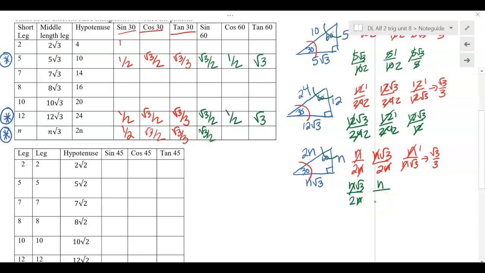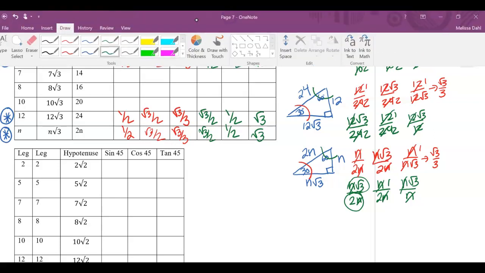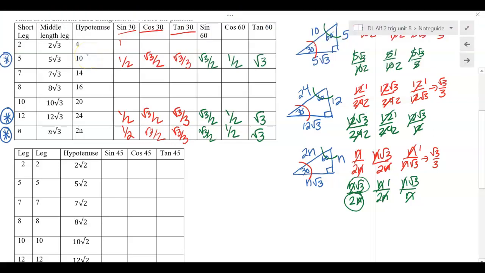Adjacent, sorry, I meant when we set up the sine, I said it incorrectly as we set it up, but it was opposite over hypotenuse. For the cosine, adjacent over hypotenuse would give us 1/2. And for the tangent, we would do opposite over adjacent, and we would have rad 3. So notice it didn't even matter that the n was there. That factor was canceled out in each of our ratios, and we got the same answers for every single scenario.